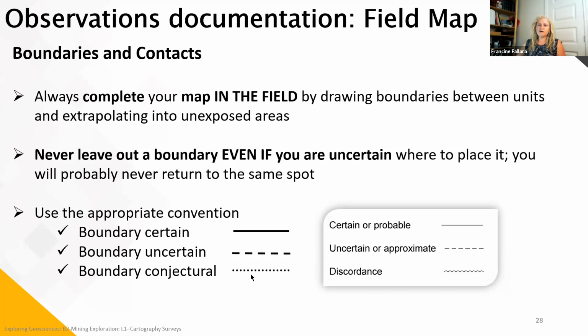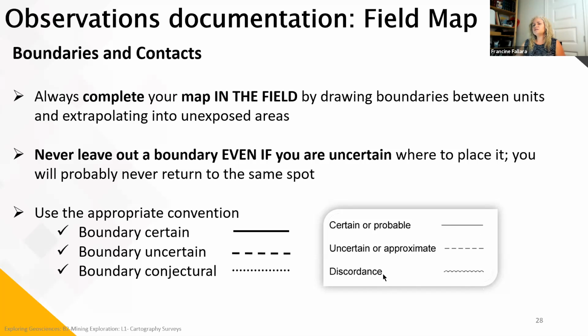So that would be a dashed line. And if you're really not sure, that means your uncertainty is lower than 50%, you really go with dotted lines. So same thing with a contact or any structural observation that you see. Certain is a plain line, uncertain would be a dashed line.